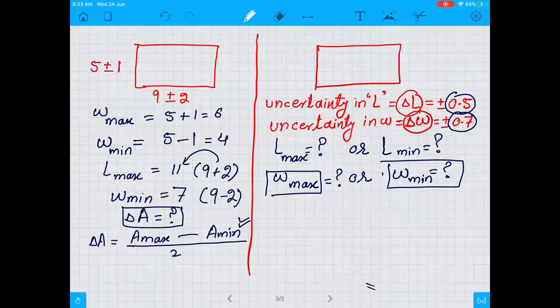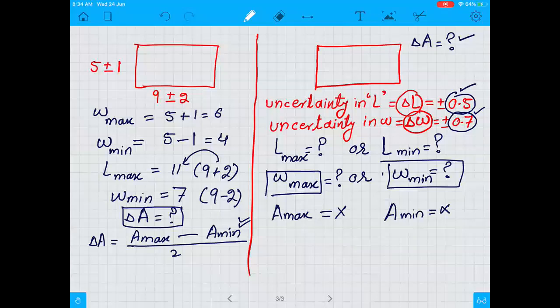You will get some situations in which you'll be given uncertainties, and the actual values will not be given. In such questions, maximum and minimum values cannot be calculated. Now, the question is the same. You need to calculate uncertainty in the area. But here the problem is you do not have maximum length and maximum width. So you cannot calculate the maximum value of the area. In the same manner, you cannot calculate the minimum value of the area.